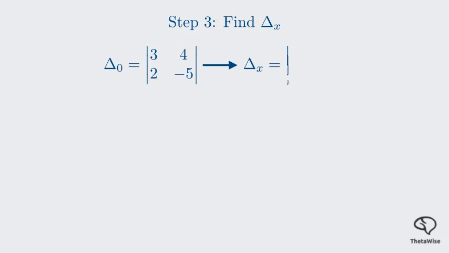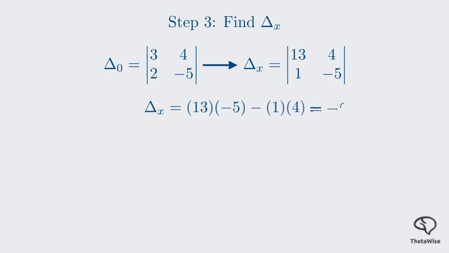Next, we will find the determinants we need to solve for our variables. Let's start with step 3, finding the determinant of x, or delta sub x. We'll use our delta 0 determinant, but we replace the x coefficient column with the column of constants. Our column of constants is 13 and 1, so our new determinant is 13, 4, 1, negative 5. Let's calculate this determinant. 13 times negative 5 minus 1 times 4. This gives us negative 65 minus 4, which equals negative 69. So delta sub x is negative 69.